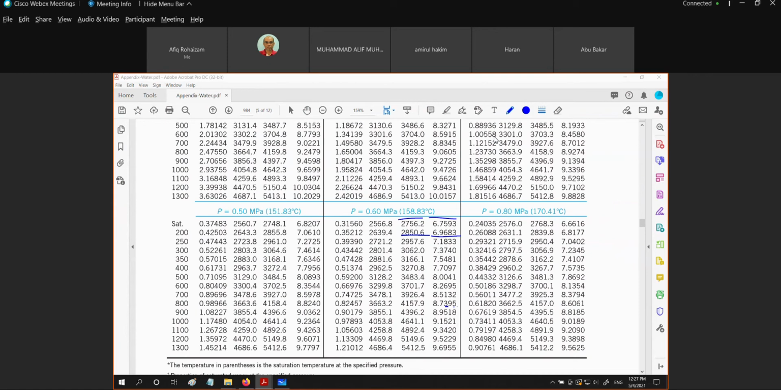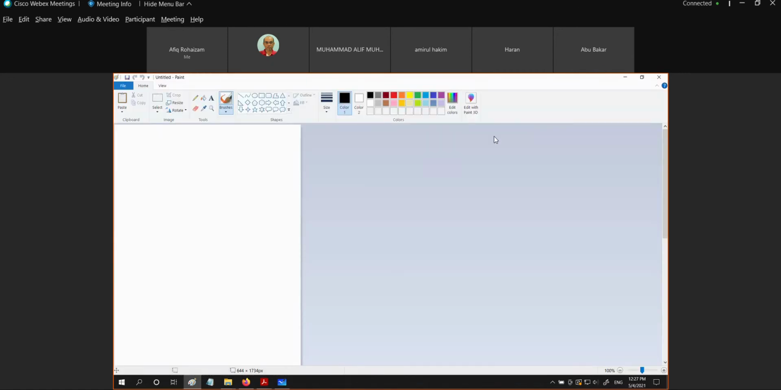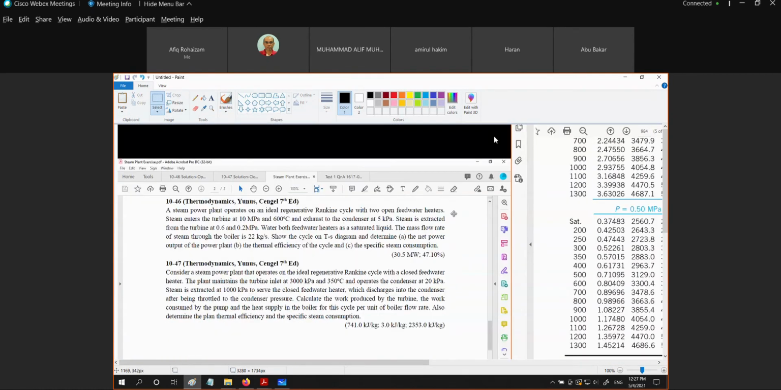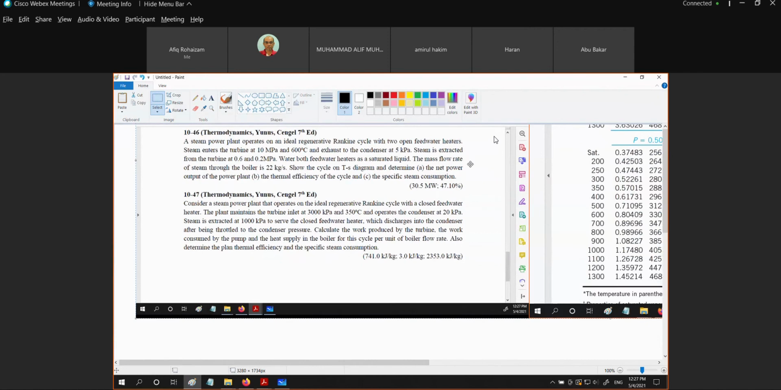Let us look at one example of this usage of the closed type feed water heater, which I take from the Yunus Cengel textbook.